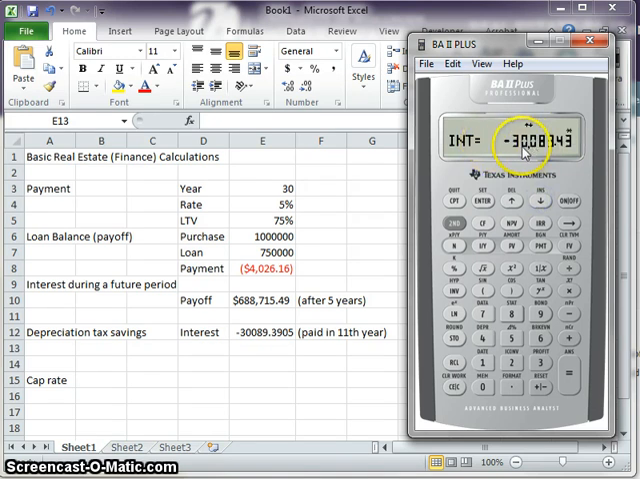That interest was $30,089.43. There we go. And again, I'm not sure exactly why we have pennies off here, but I suspect it has to do with how many digits get rounded in Excel versus the calculator, but you're within striking distance on either one of those.